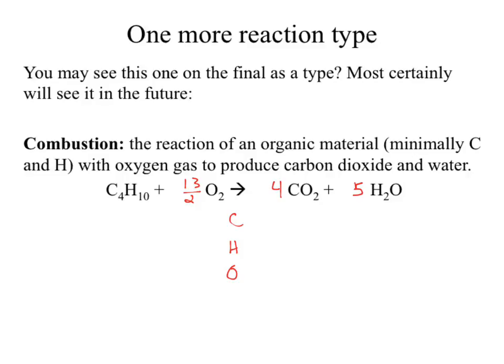This is 6.5, 13/2. But we said it's impossible to have a fraction, a part of a molecule. What did we end up doing to fix this? We multiplied our entire equation by 2. What is 1 times 2? What is 13.5 times 2?